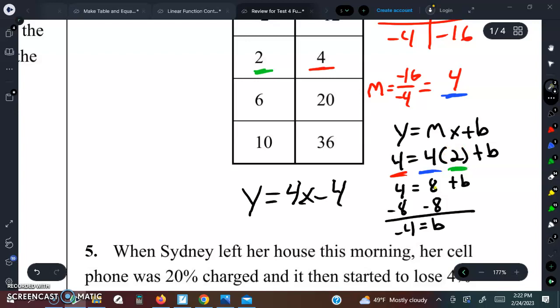4 times 2 is 8. Subtract 8 on both sides. 4 minus 8 is -4, so my y-intercept is -4. So my formula is y is equal to 4x minus 4.